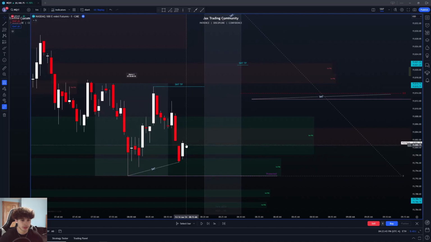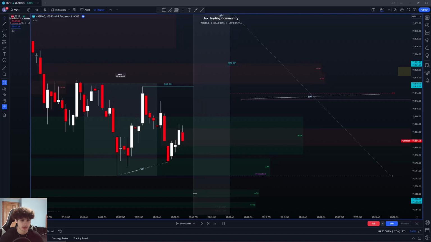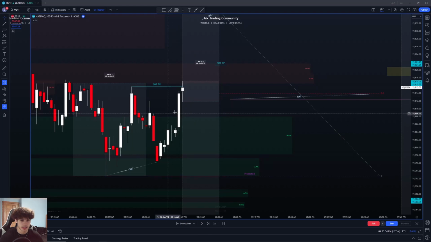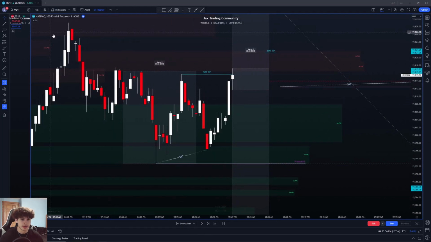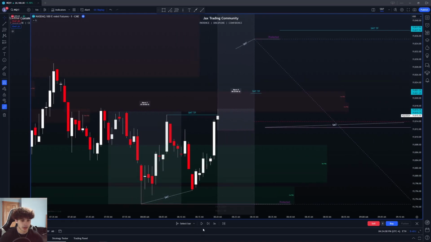Alright, so we create an SMT right here. We should disrespect this liquidity gap if we're going to be bullish. So right here, we close above it. We're still in this fair value gap, and we get a massive displacement up. Now, we had a downtrend going into this macro, so I can expect us to possibly go a little higher here.